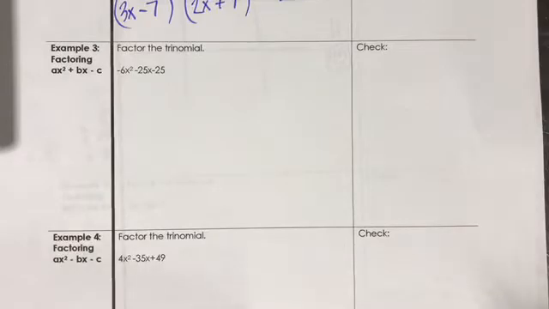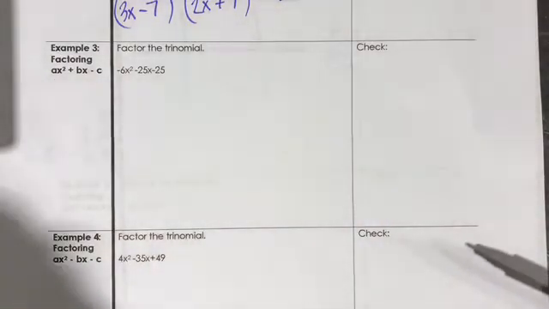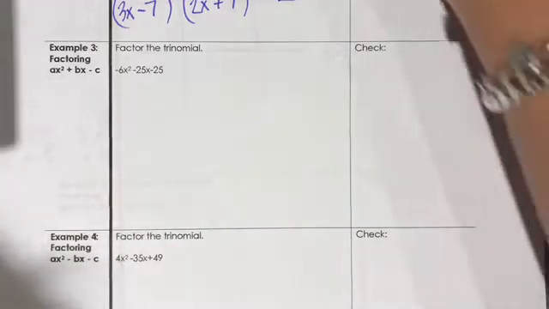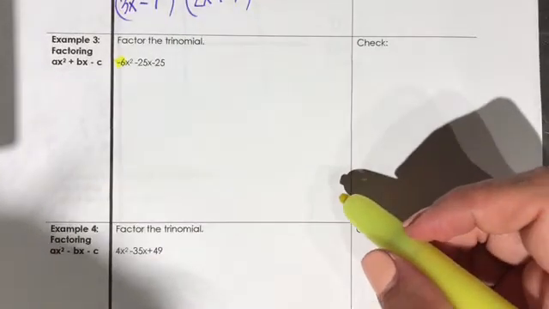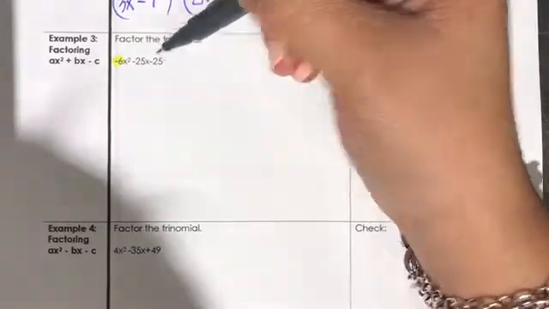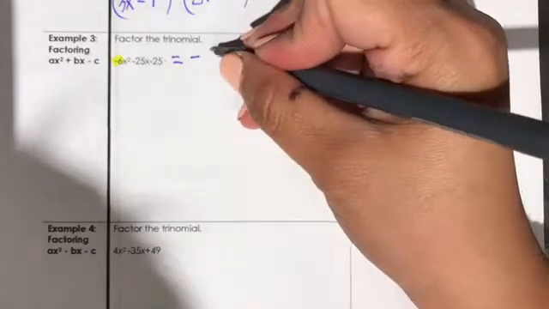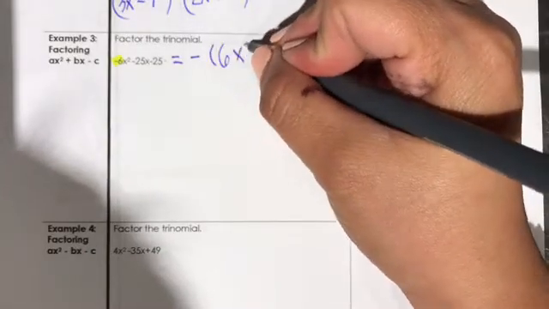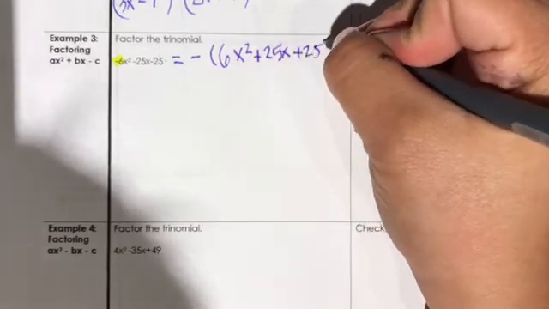Alright, let's look at number 3. Number 3 is a little bit different. I'm kind of trying to ask you to look at the trinomials a little bit more closely. So in front, I have a negative 6x squared, which means that if I take out the negative, it's going to change the sign of my entire trinomial. You say, take out the negative, so I'm going to be left with 6x squared plus 25x plus 25.